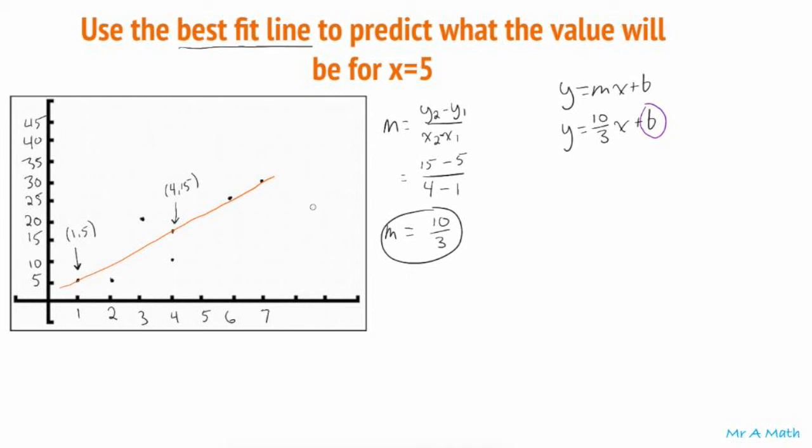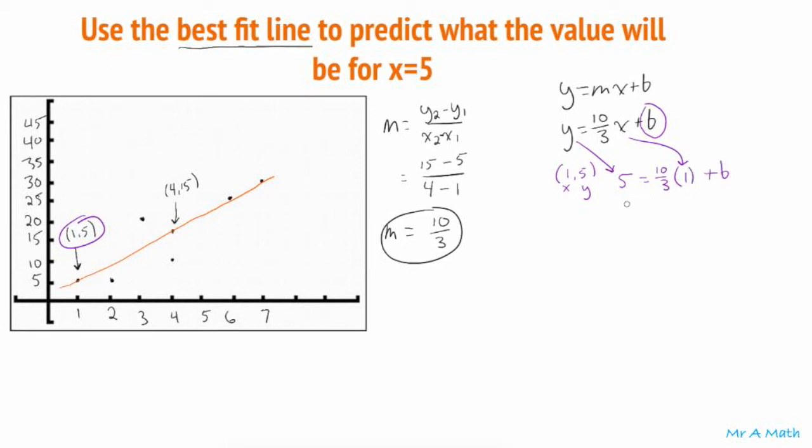So let's do that. Let's plug in one of these points. I would recommend plugging in this one right here. So we're going to plug in (1, 5). So at the point (1, 5), x is 1, y is 5. So I can use that to my advantage here. So let's, instead of writing y, write 5 equals 10 over 3, and instead of writing x, I'm going to write 1, because that's my x value at that point, plus b.